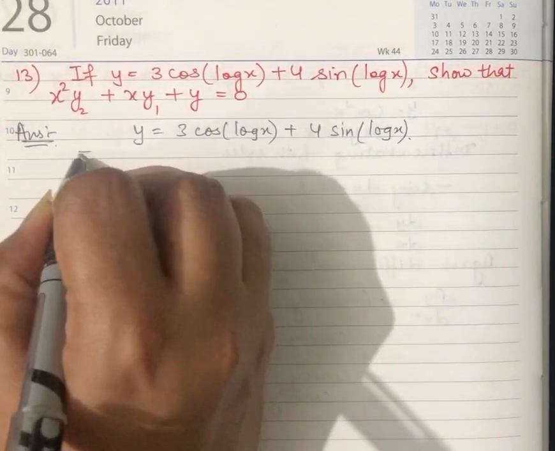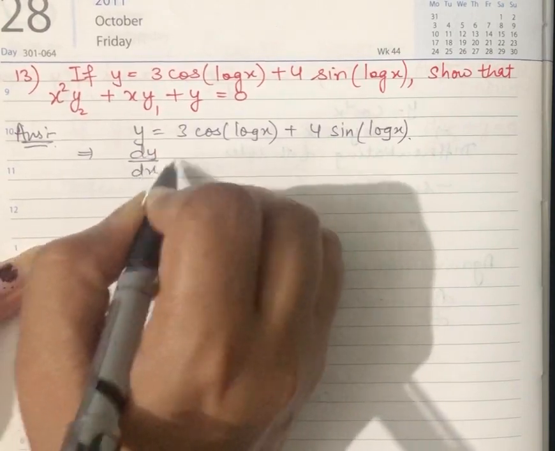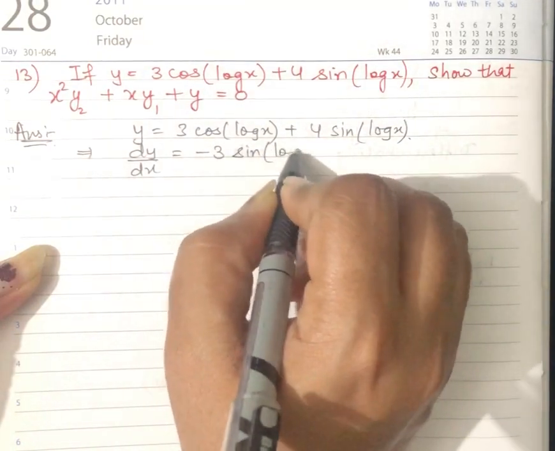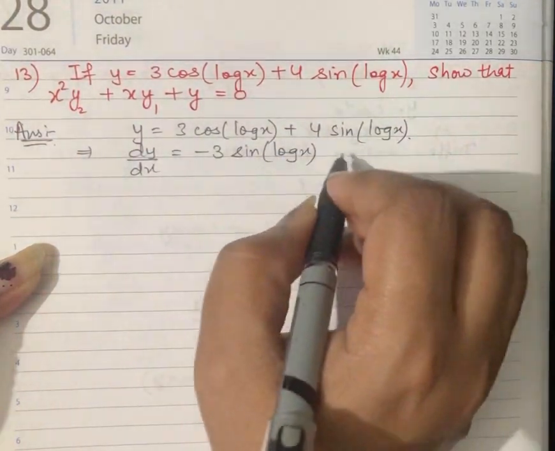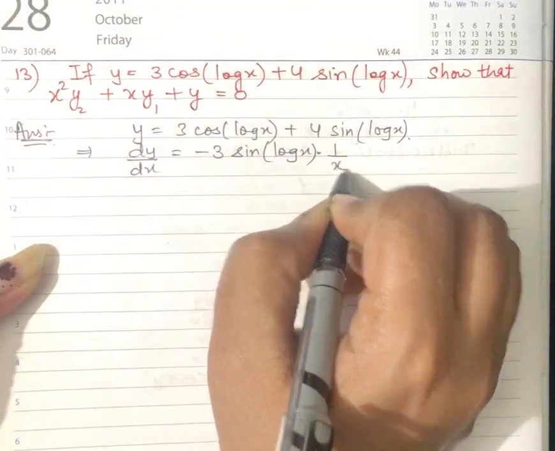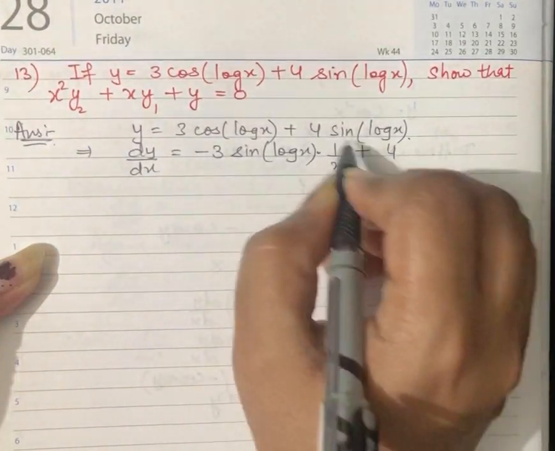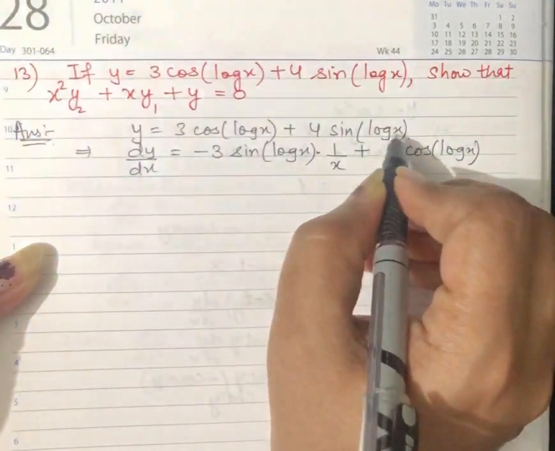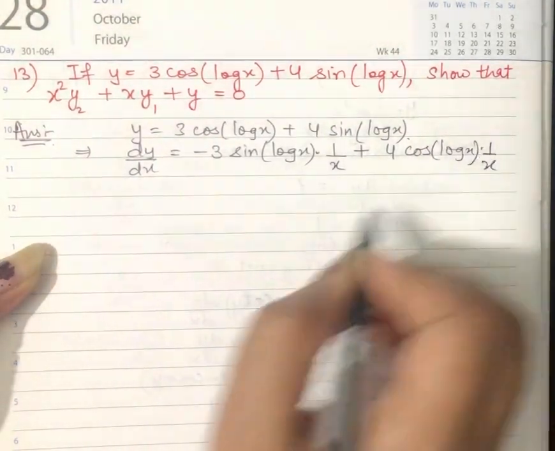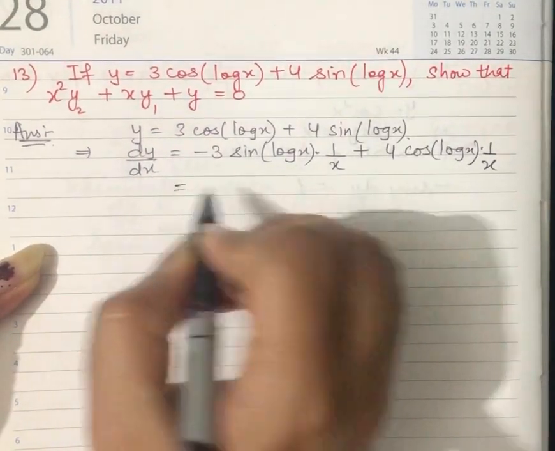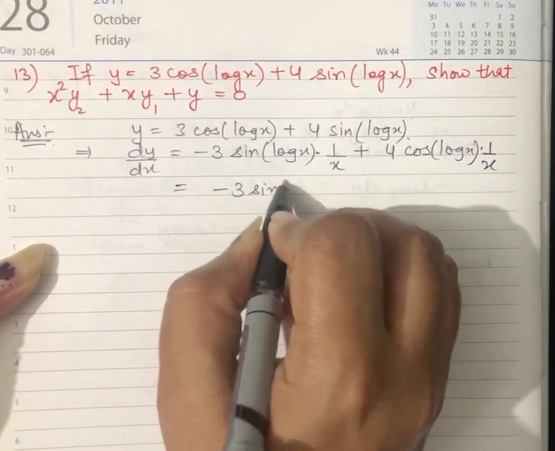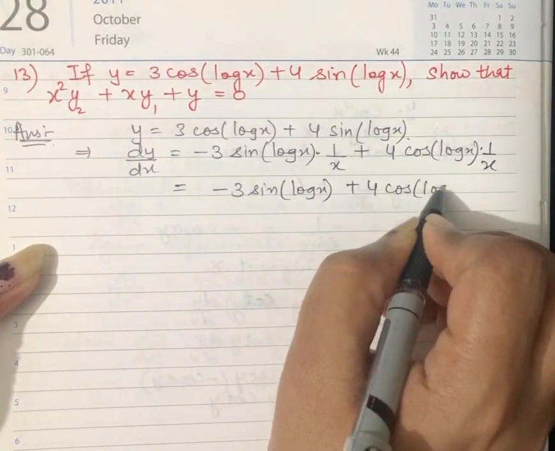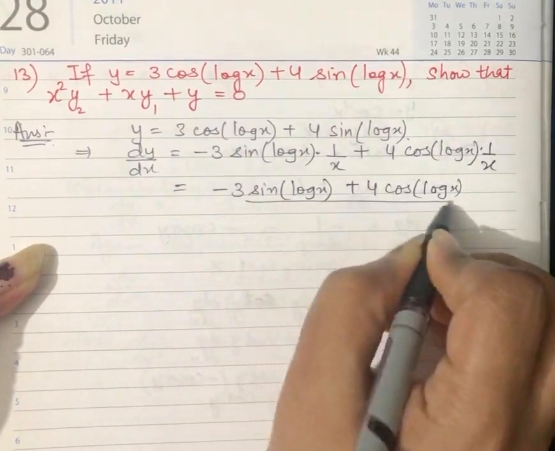So differentiating this, we get dy by dx as minus 3 sin log x, because differentiation of cos is minus sin, into differentiation of log x, which is 1 by x, plus 4 cos log x, because differentiation of sin is cos, and differentiation of log x is 1 by x. We have applied the chain rule here. So this can further be written as minus 3 sin log x plus 4 cos log x upon x.